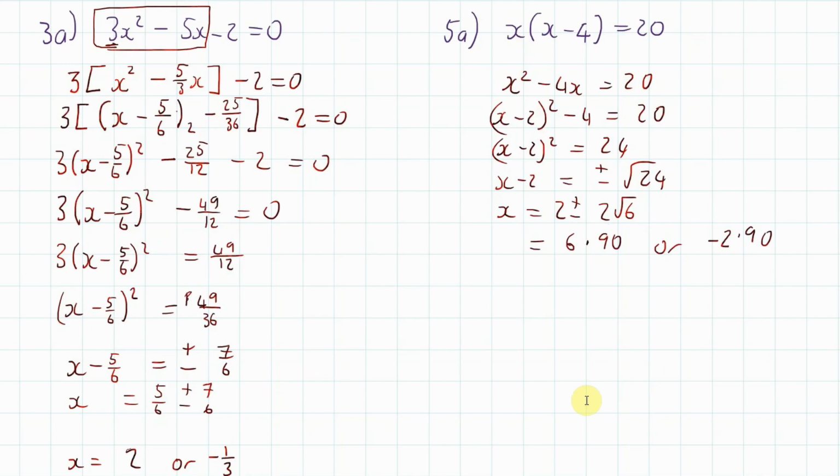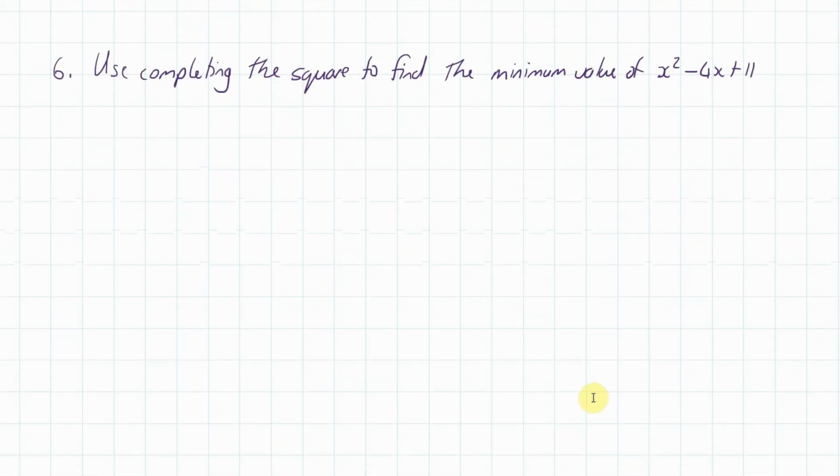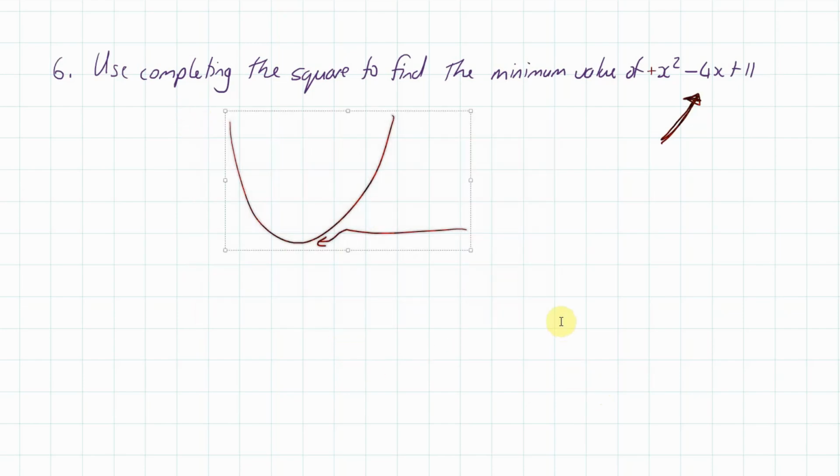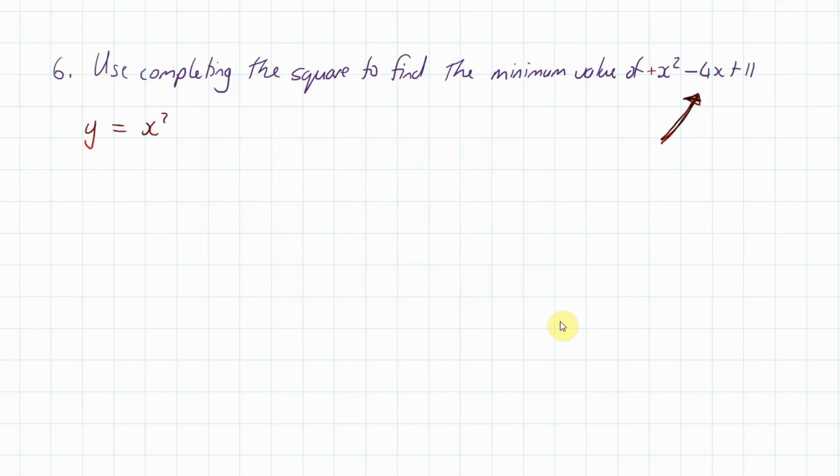Now finally, I'm going to quickly use completing the square to find the minimum value of this. This is a little bit different, but it's a really useful skill to have. Remember, if you've got a positive x squared, it's a valley shape. So there's a minimum value at the bottom of the curve, the lowest it possibly goes on the y-axis. To complete the square, we write y equals x squared minus 4x plus 11, and then y equals x minus 2 all squared minus 4 plus 11.